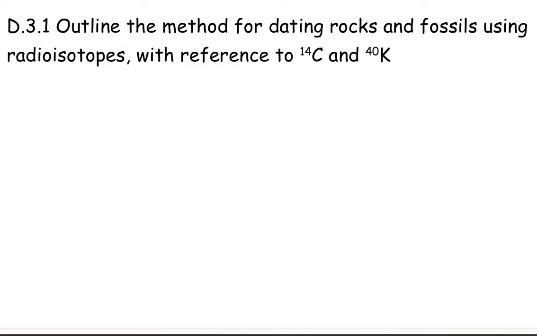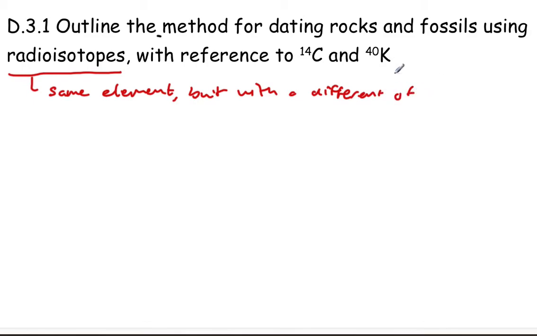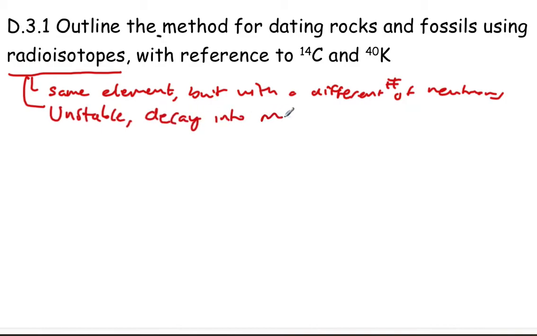But the first thing you need to be able to do is outline the method for dating rocks and fossils using radioisotopes with reference to carbon-14 and potassium-40. For this topic, you need to understand these radioisotopes. The term isotope means different atoms of the same element, but with a different number of neutrons. Because they have a different number of neutrons, these radioisotopes are very unstable, meaning that they decay into more stable isotopes.